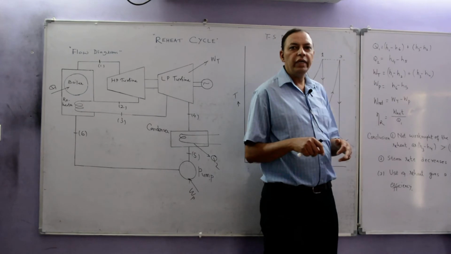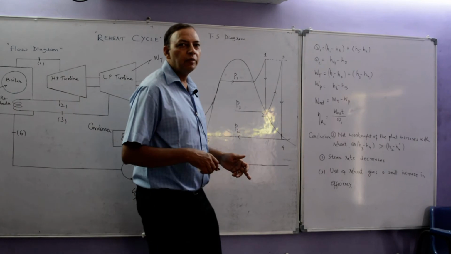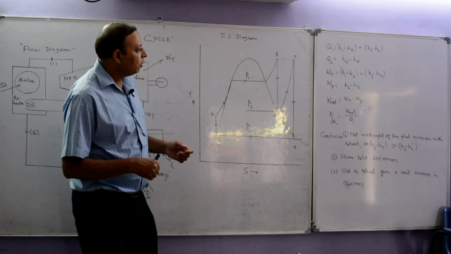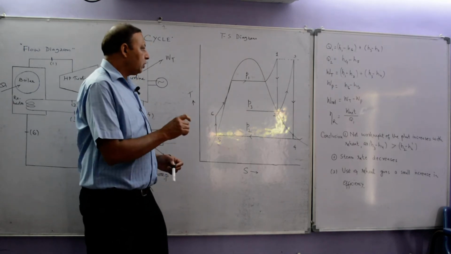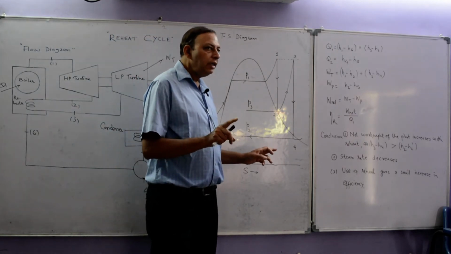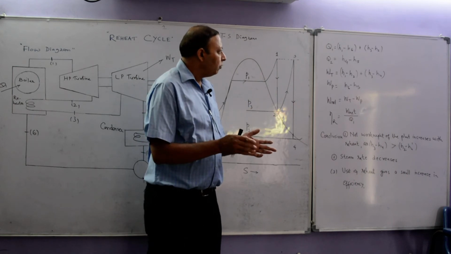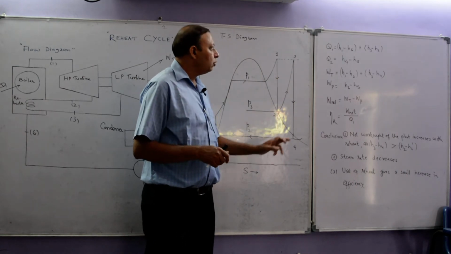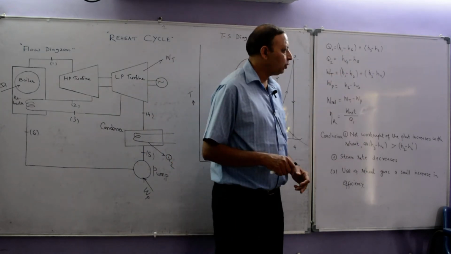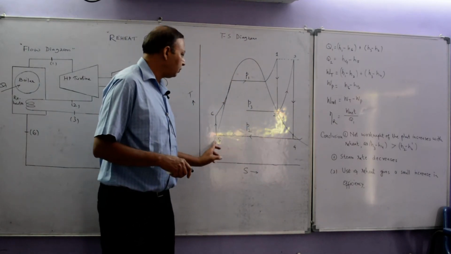Here the total amount of heat added to the steam is H1 minus H6 plus H3 minus H2. We can see this is the amount of heat addition. First one is H1 minus H6, and as we reheated the steam, this amount of heat is also added, that is H3 minus H2. So total amount of heat required is H1 minus H6 plus H3 minus H2, and amount of heat rejected in the condenser is H4 minus H5.